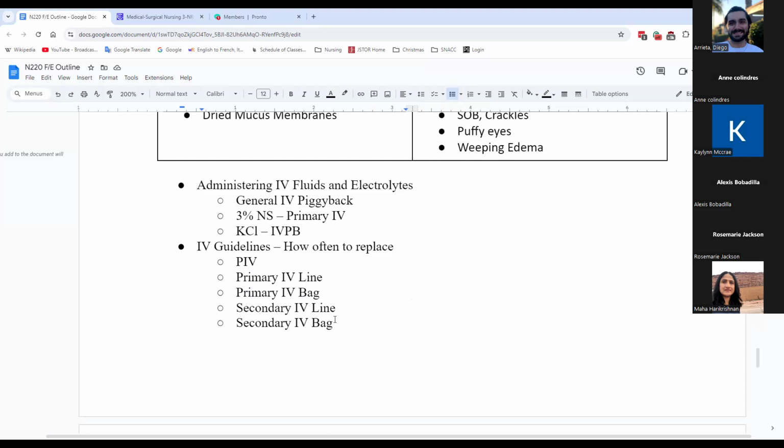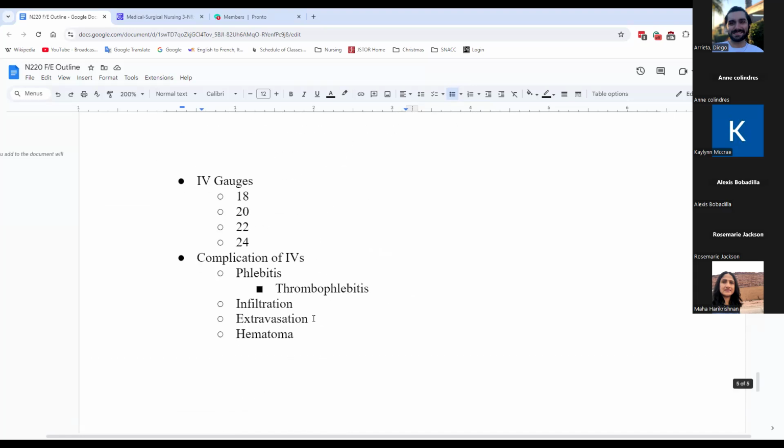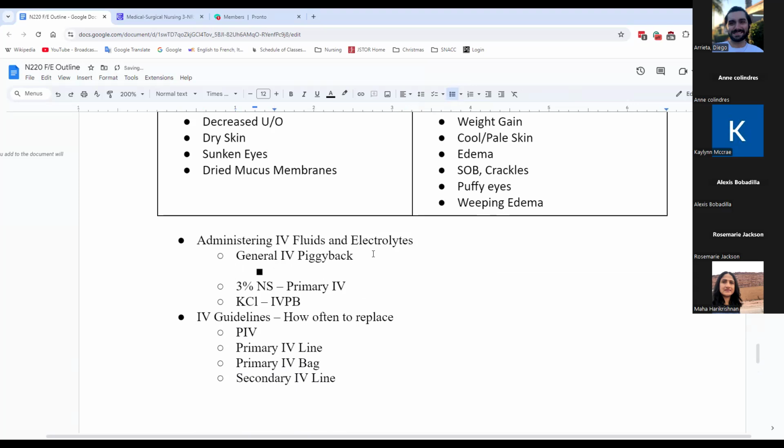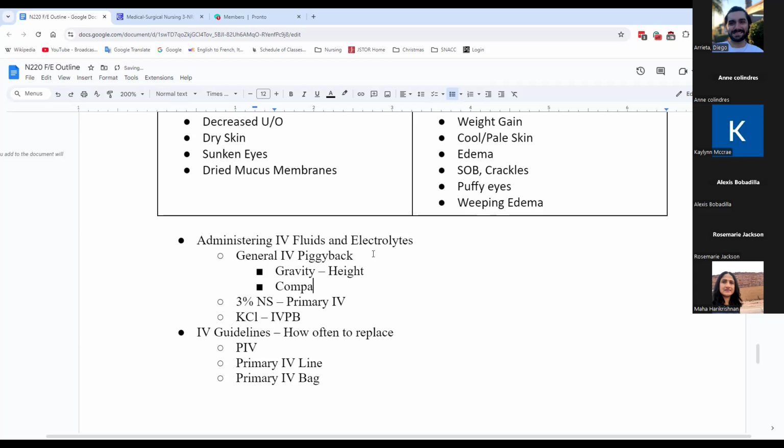Cool. So now we're down to the last little bit, and this should go a lot faster. So we'll probably end a little bit earlier, or we can ask some questions at the end, or whatever you guys want to talk about. Kind of just doing a general IV fluids and electrolytes. When you're giving an IV piggyback, what are some of the most important things you want to really think about? Gravity and height. And of course compatibility is a big one.